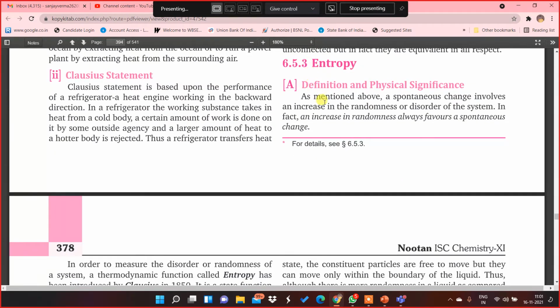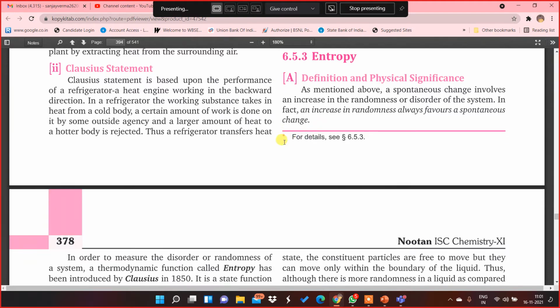Now, based on this second law of thermodynamics, let us try to understand the word entropy. We have already seen that entropy means degree of disorder or randomness in a system. Remember, a spontaneous change involves an increase in the randomness or disorder of the system. In fact, an increase in the randomness always favors the spontaneous process. So randomness and spontaneity are related directly to each other. Increase in one of them will increase the other also.